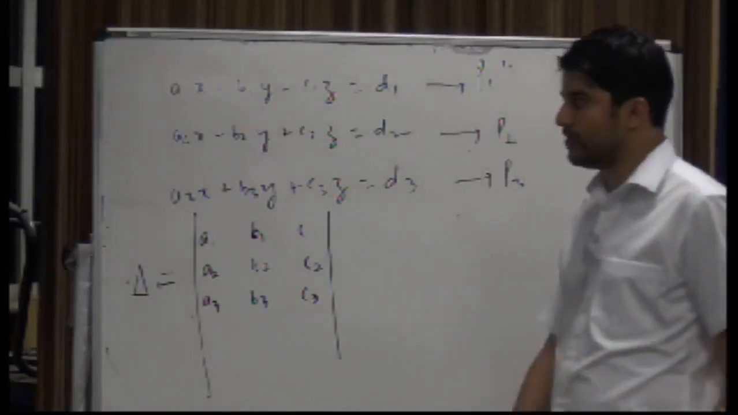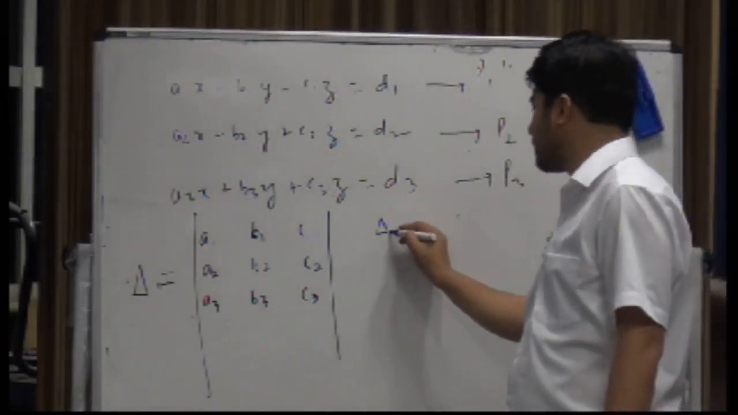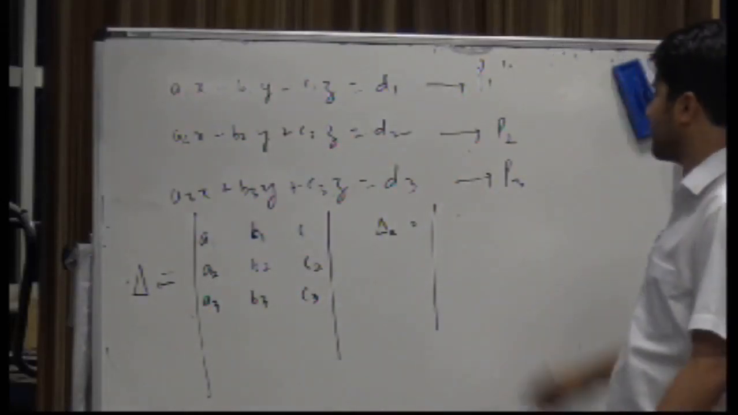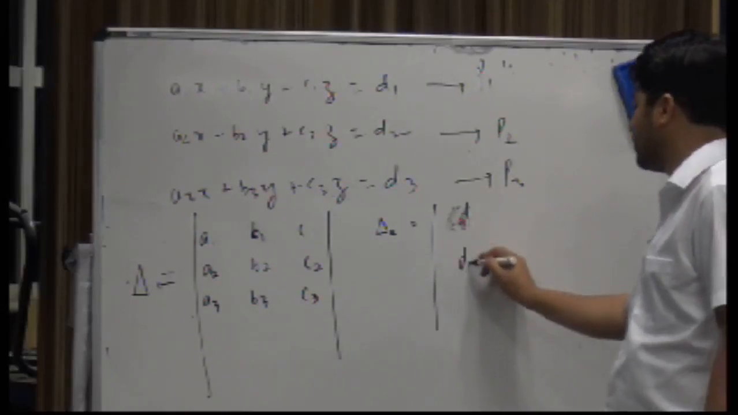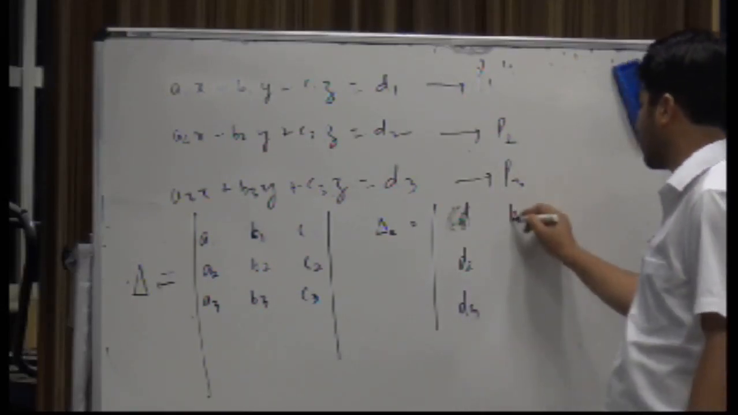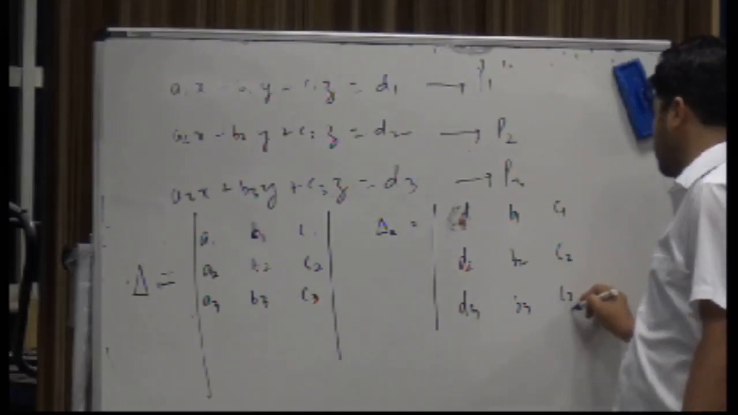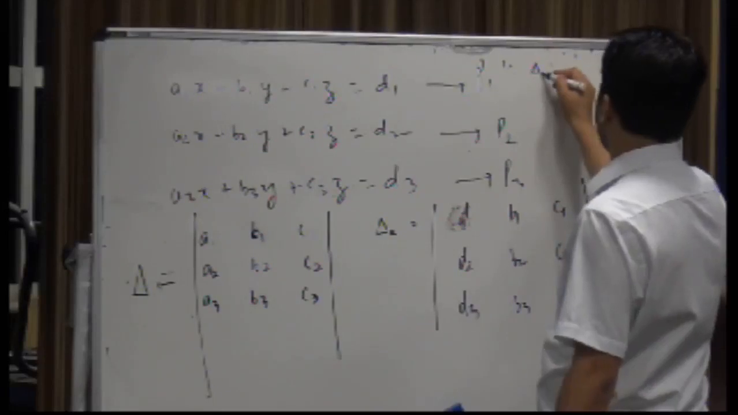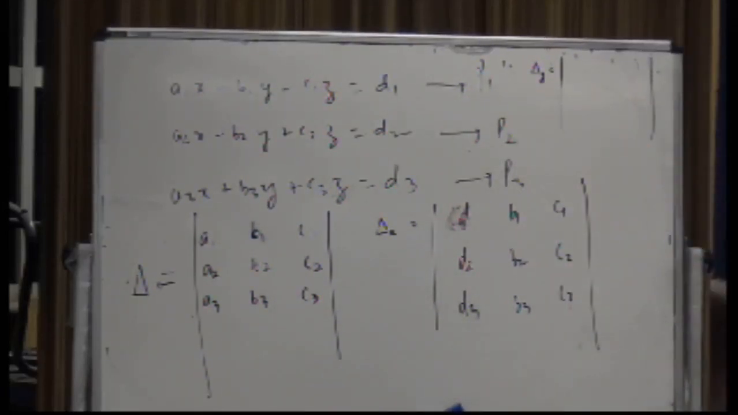Now I'm going to define 3 more determinants. One is delta with small x. I will hide all the coefficients of x and I'll start writing b, I'll replace that with d1. This is how I find del x. Then del y, small y as a subscript. It's not multiplying with that. It's simply representing which matrix you are talking about.